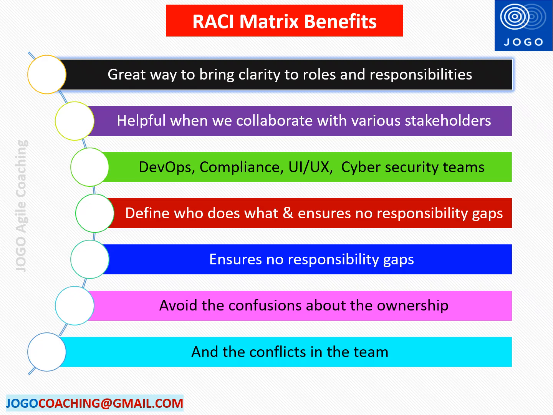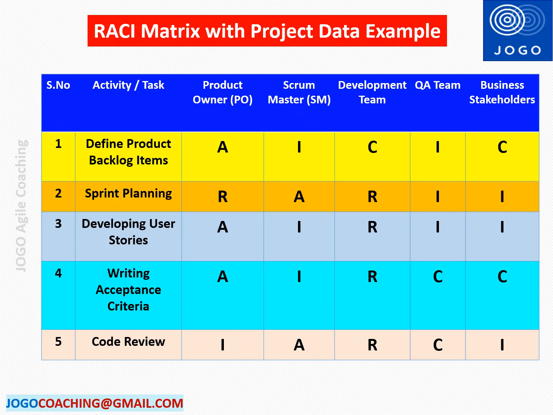Hope you got a basic understanding about RACI Matrix now. We can understand the RACI Matrix with an example from an Agile project. Let us consider that a Scrum team is working on product development. Below is the table of common tasks with roles assigned using the RACI model. The first column has the list of activities or tasks which can be assigned to people in Agile projects.